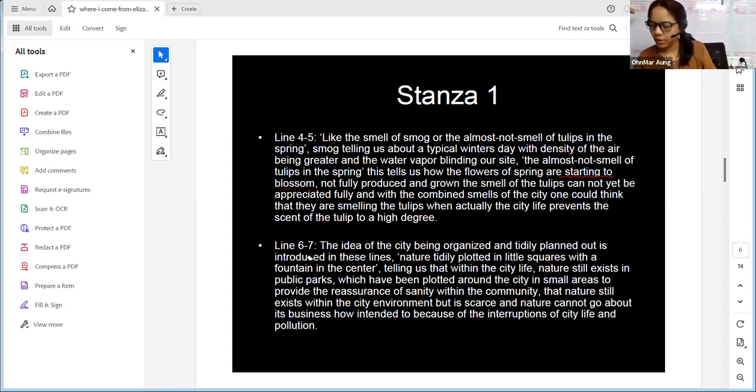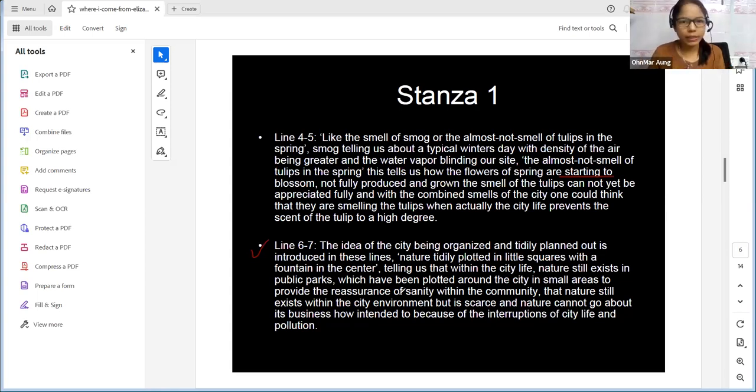And next one, line 6, 7. The one that you show on the screen, right? Yeah, lines 6 and 7. The idea of the city being organized and tidily planned out is introduced in these lines. Nature tidily plotted in little squares with a fountain in the center, telling us that within the city life, nature still exists in public parks, which have been plotted around the city in small areas to provide the assurance of sanity within the community, that nature still exists within the city environment, but is scarce, yes. And nature cannot go about its business as intended, because of the interruptions of city life and pollution.